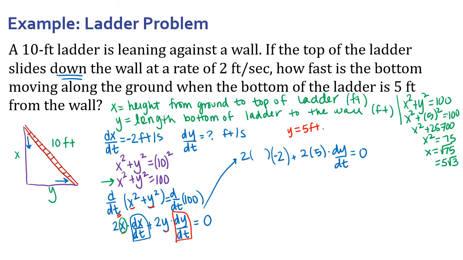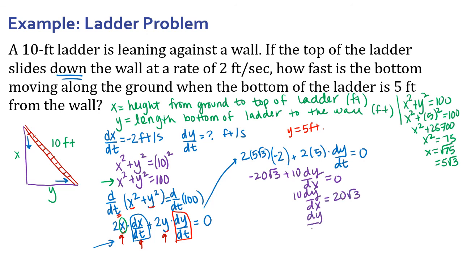Okay, so now I have that value for x that I can substitute in. So again, our whole goal is once you get it to this point, you need to be able to use everything that we have to be able to find exact values to plug in or substitute in for all the variables that we're not solving for. All right, so when I do that, I end up getting negative 20 root 3 plus 10 dy/dt equals 0. So 10 dy/dt equals positive 20 root 3. So dy/dt equals 2 root 3. And let's put our units in, that's feet per second.